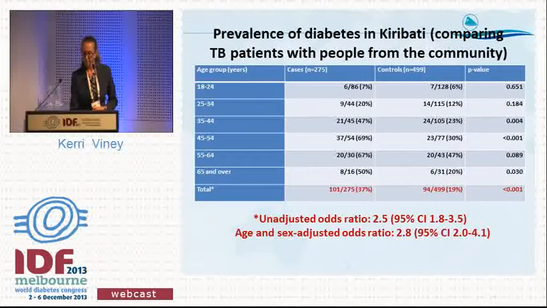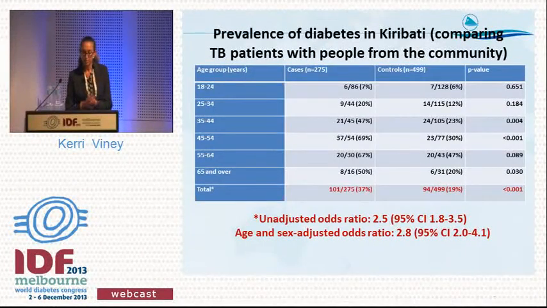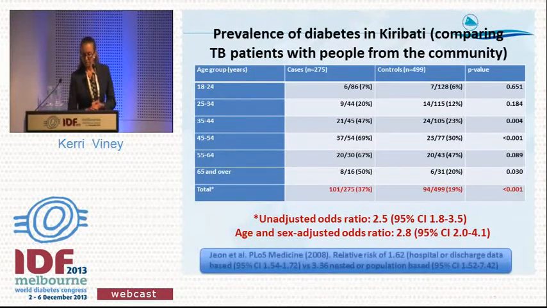We looked at the prevalence of diabetes in cases and controls split up by age group, and we found that for each age group, the prevalence of diabetes was higher in the cases than the controls. And the age and sex-adjusted odds ratio was 2.8, which is very much consistent with the systematic review by Gion and colleagues.